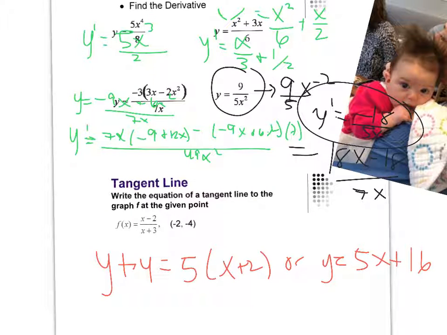All right, hopefully you got either y plus 4 equals 5 times x plus 2 if it's point slope form, or y equals 5x plus 6. Sorry, I first said 16, but it's a 6. That's the equation of the tangent line. If you didn't get that, please feel free to come and see me or just double check your work. I'm not going to go through the whole thing because we've done it before.